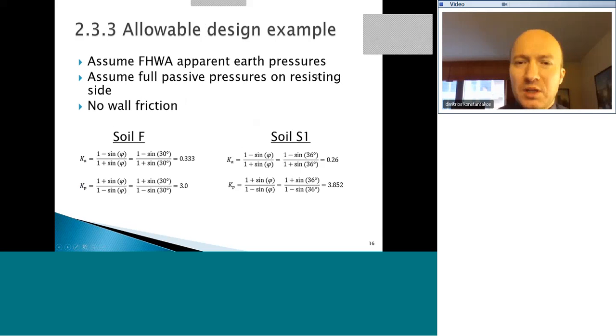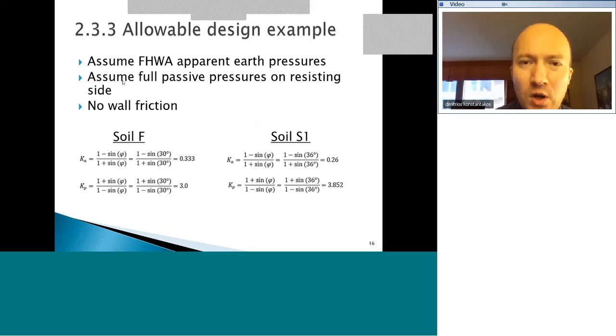We're going to do this allowable design sample, and we're going to assume FHWA apparent earth pressures, and we're going to be assuming full passive pressures on the resisting side. It's an assumption. You can make different assumptions here if you want, without wall friction. So, calculating the Rankine active lateral earth pressure coefficient, with 30 degrees it comes to 0.33, and the passive coefficient for horizontal ground comes to 3.0. For soils S1, respectively, it comes to 0.26 and 3.852.